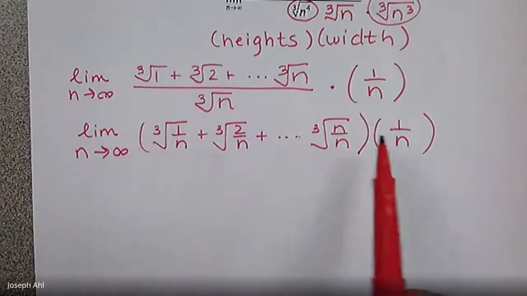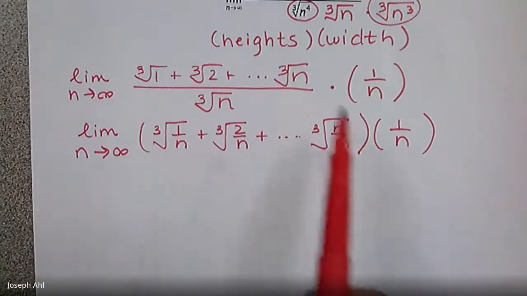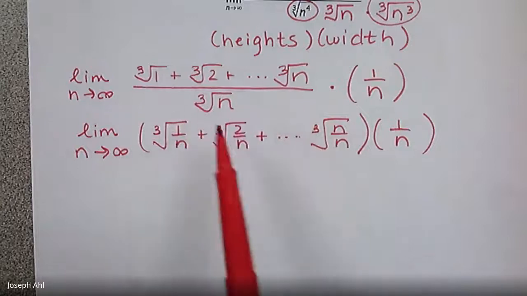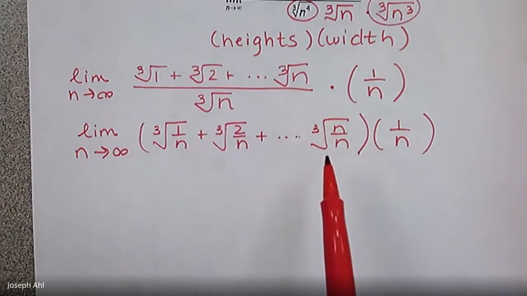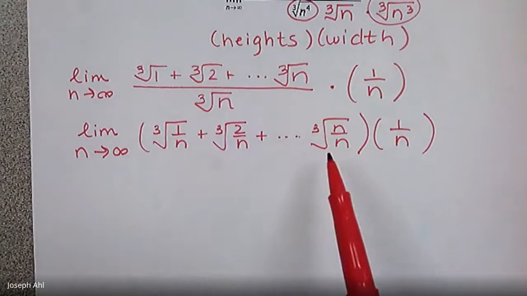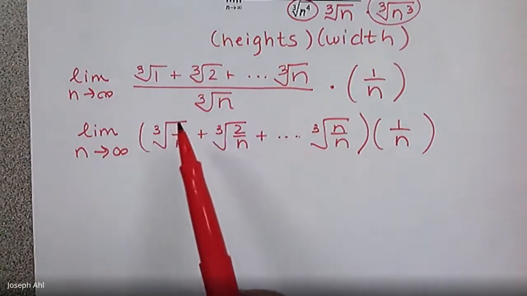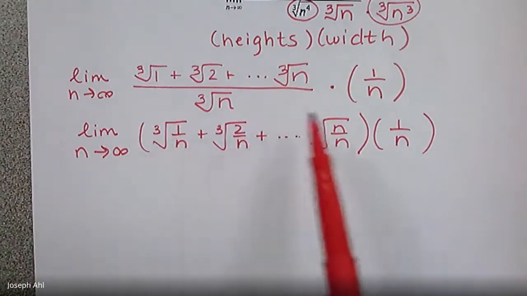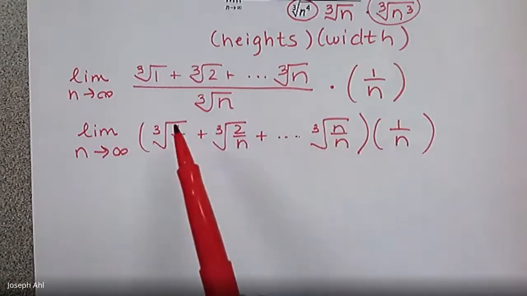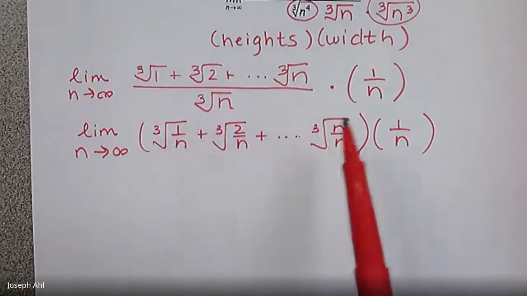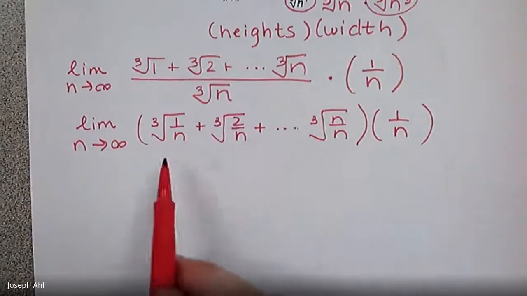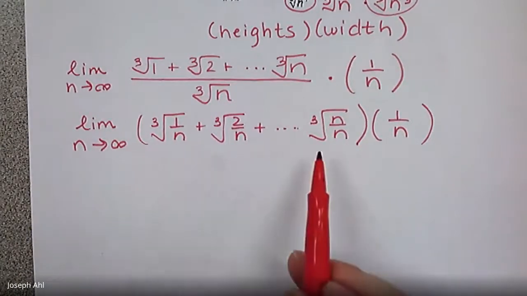And what we have on the inside here is a series, don't we? We have the sum of all of these terms, where the denominator is always n, and it's the cube root of 1, and then 2, and then all the way to n. These are just going up by 1 each time. So what we can do is write this as a summation.